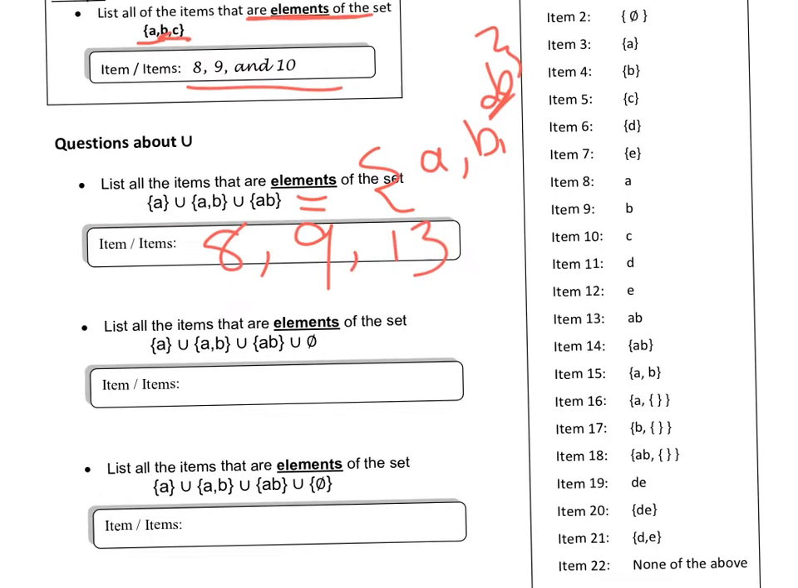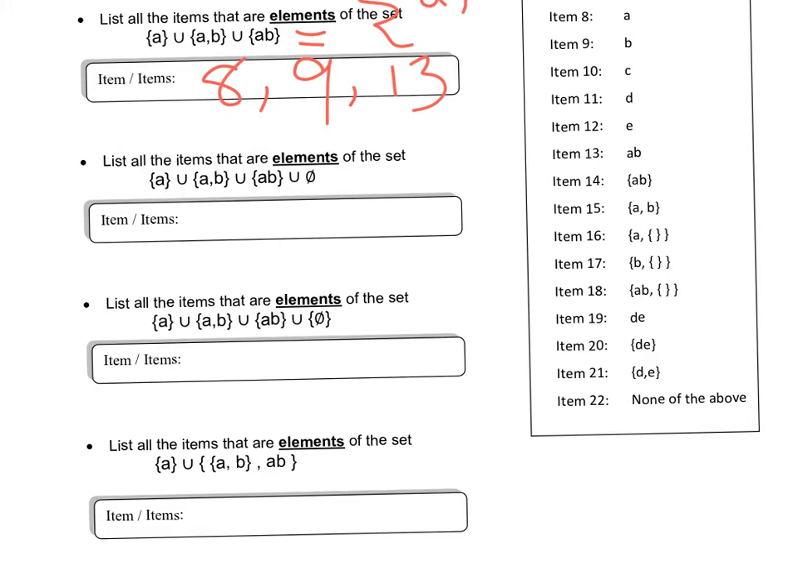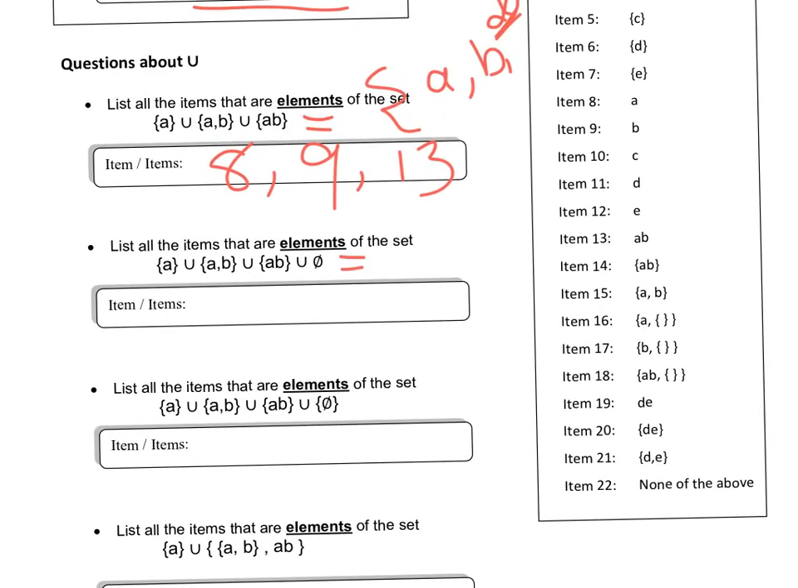The next one asks us to list all the elements of this next set. So what do we got? We have A. Oh, it's a bunch of things. It's the same set. What a tricky question. Same set, except we're also unioning in with it the empty set. Well, guess what? If we take all of these elements and then we add in nothing, we still have the same thing. So the answer to this one is also going to be 8, 9, and 13.